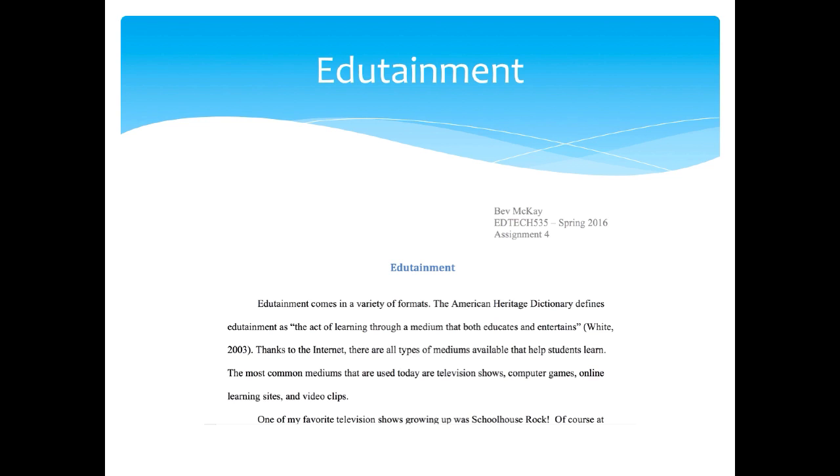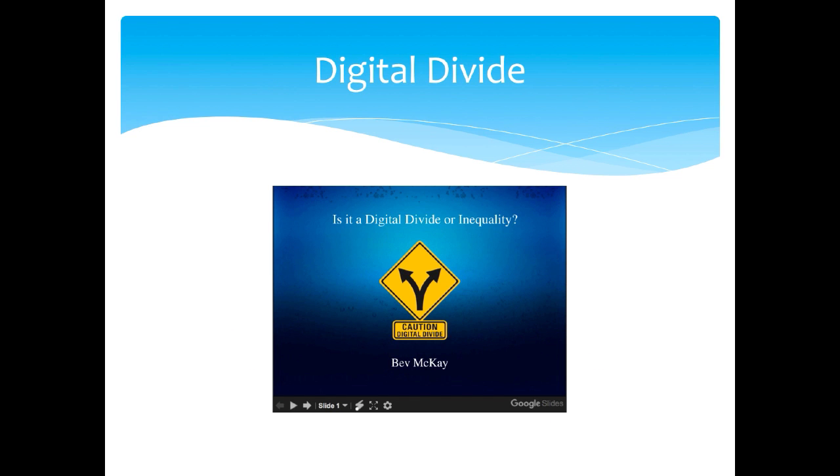To exhibit this standard, I wrote a paper on edutainment. Edutainment comes in many forms and is not just restricted to computer games. Indicator 1.5 pertains to ethics. This indicator deals with determining that the ethics set by the AECT are being followed. My digital divide slideshow discusses how the words digital divide and digital inequality are used interchangeably but are actually different matters.